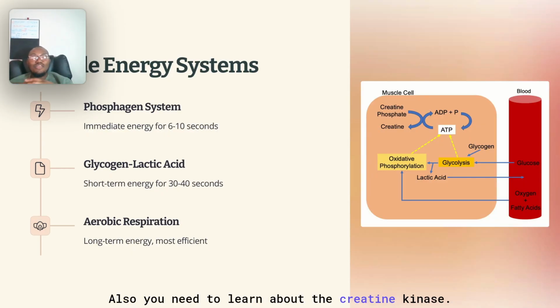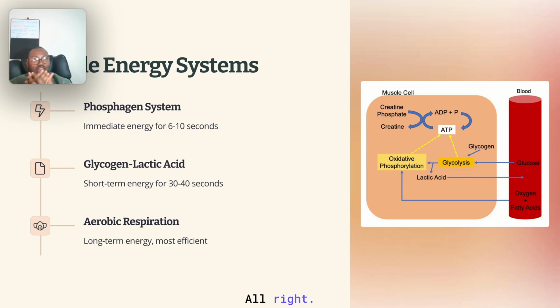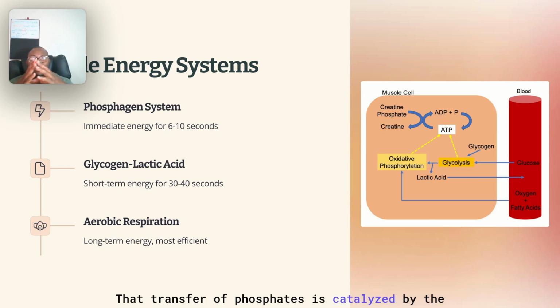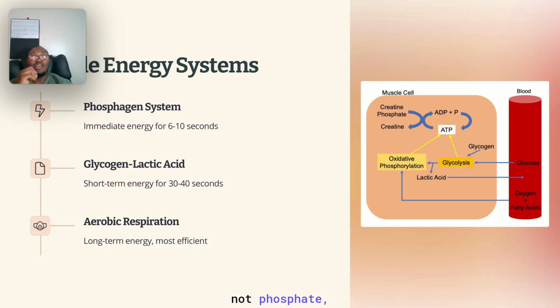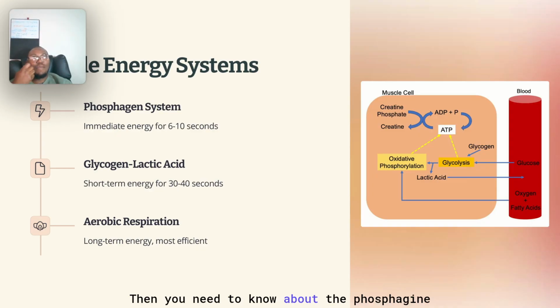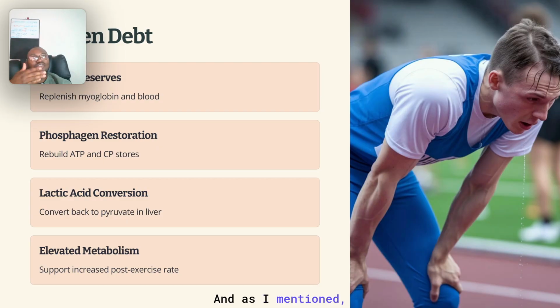Also, you need to learn about creatine kinase. I didn't mention it, but creatine kinase helps to transfer phosphate from CP to ADP. That transfer of phosphate is catalyzed by creatine kinase, not creatine phosphate. Very, very important. Then you need to know about the phosphagen system, immediate energy; glycogen and lactic acid, short-term energy; aerobic respiration, long-term energy. And as I mentioned, remember this, all very, very important.